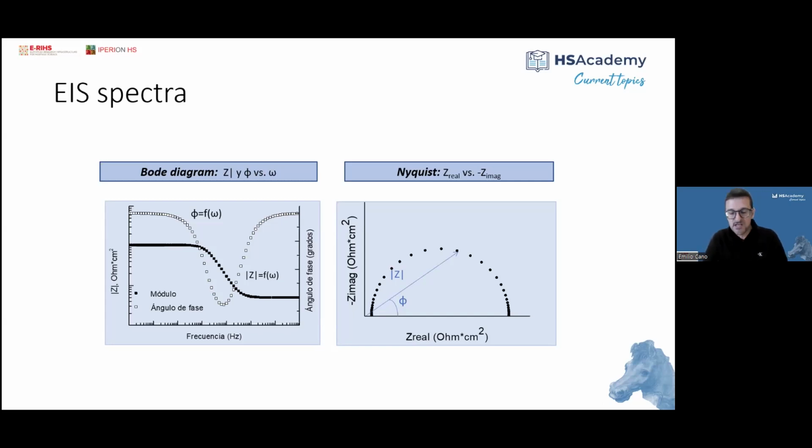This is, I have to say, a technique which is complex, mainly the interpretation of the results. It is not so difficult.